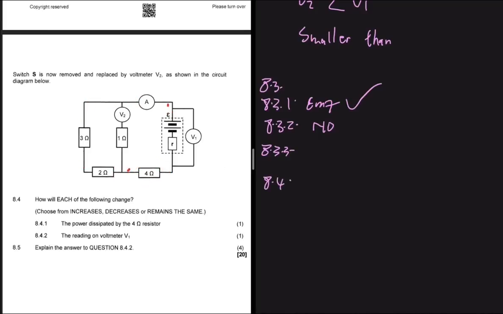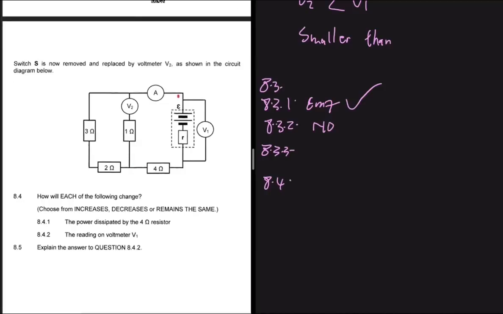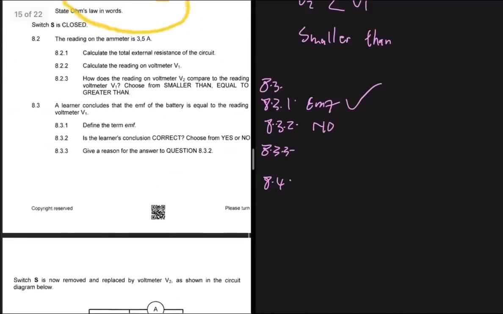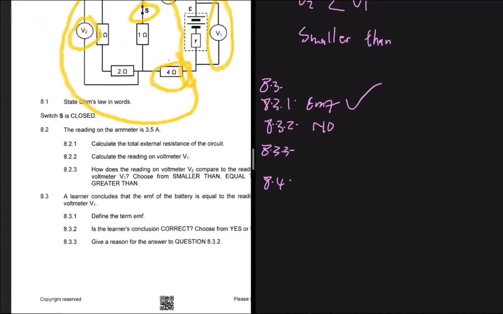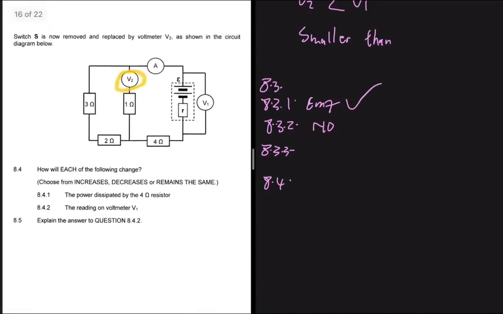8.4 is saying switch S is now removed and replaced by voltmeter V2 as shown in the diagram below, right? So instead of switch S here, we have voltmeter V2. We had switch S here, right? But now we have voltmeter V2. How will each of the following change? So let's just analyze how the current will flow when we have a voltmeter there.